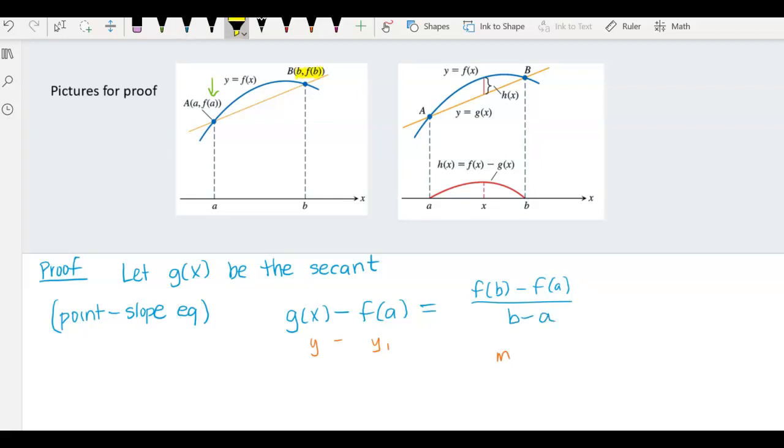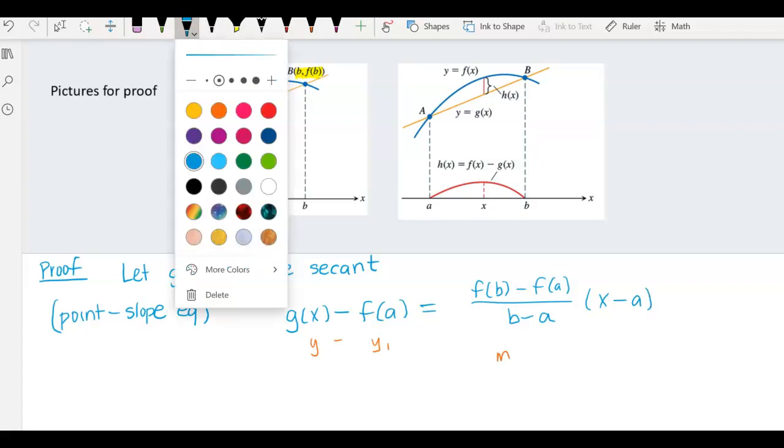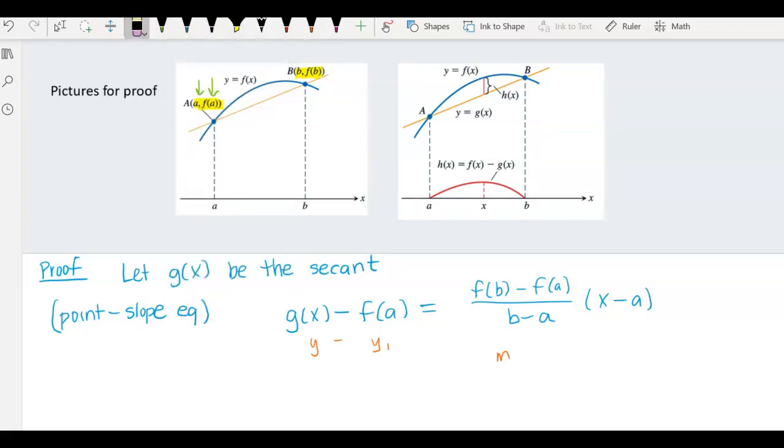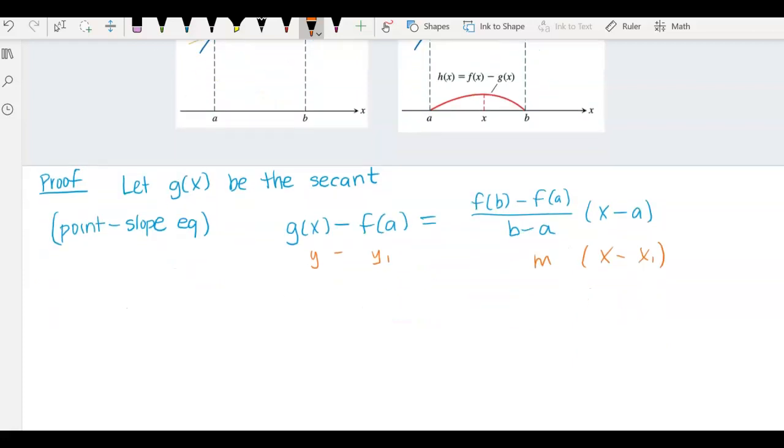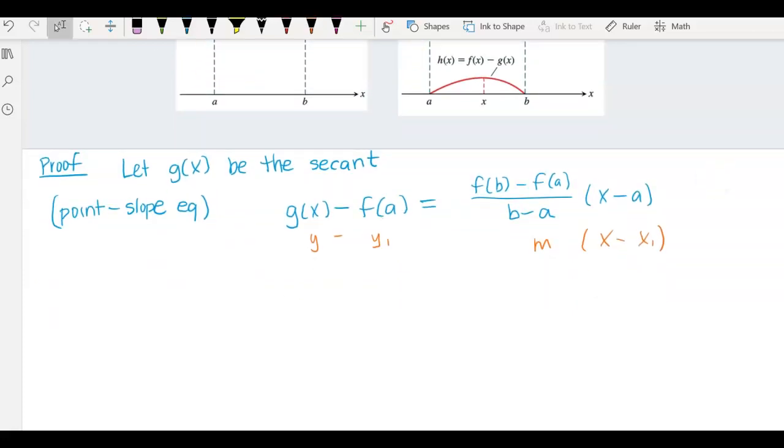Again, taking these 2 coordinates. And then I multiply that by x minus x1, going back to the first point, which is going to be a. So this is m times x minus x1. This is just a different version of the point slope formula. Okay, so let's rearrange this.